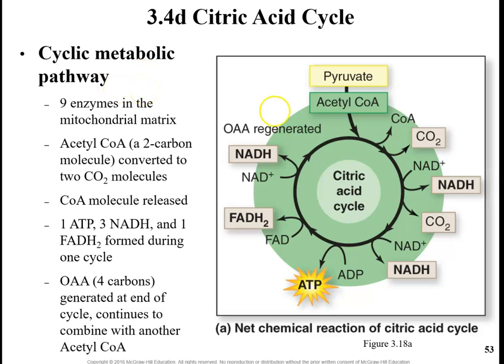There are 9 enzymes in the mitochondrial matrix that make up the citric acid cycle. And in the citric acid cycle, acetyl-CoA, a 2-carbon molecule, overall gets converted to 2 CO2 molecules, so waste products here. CoA is released, coenzyme A, so it can go on to complete the citric acid cycle again. And you produce a little bit of ATP, 1 ATP. You produce a lot of NADH, and you produce a little bit of this, FADH2, which is very similar to NADH in that it transports electrons to the electron transport chain.